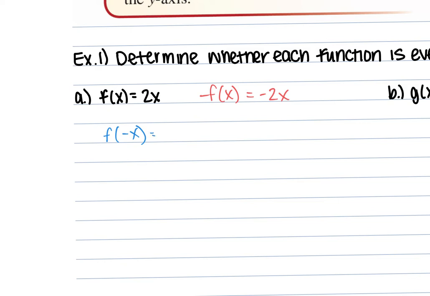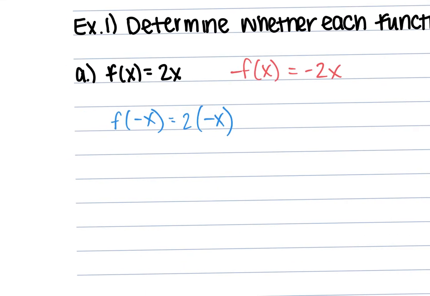So when you plug in negative x, do you guys agree? I rewrite it as 2, and instead of x, I'm putting negative x. I can rewrite it like that because I'm plugging in negative x for x. What is 2 times negative x? It's negative 2x. Now, take that and compare it to both your original functions. Is it the same as f of x or negative f of x? It's the same as negative f of x, right?